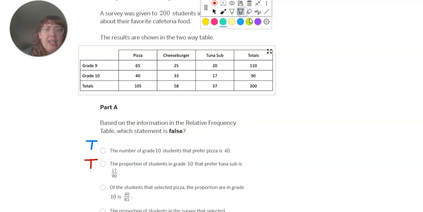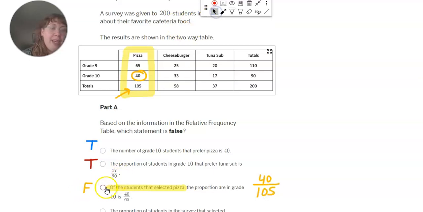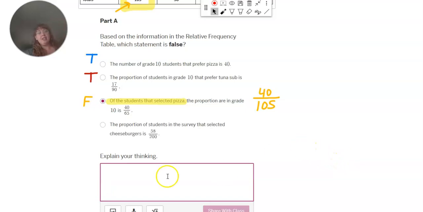Of the students that selected pizza, so it's telling us first to just focus on students that selected pizza, the proportion in grade 10 is 40 over 65. So we do have 40 people that selected pizza, but the total amount of people that selected pizza is actually 105. So this is our false statement. That is what we're going to select as our answer.